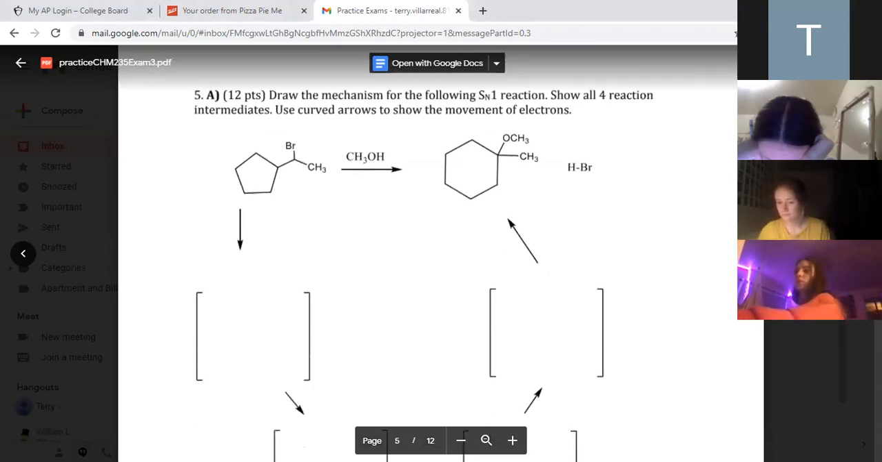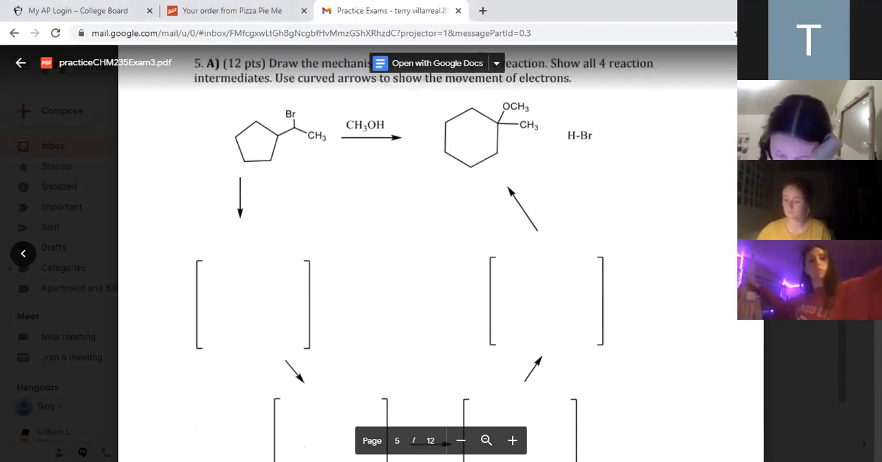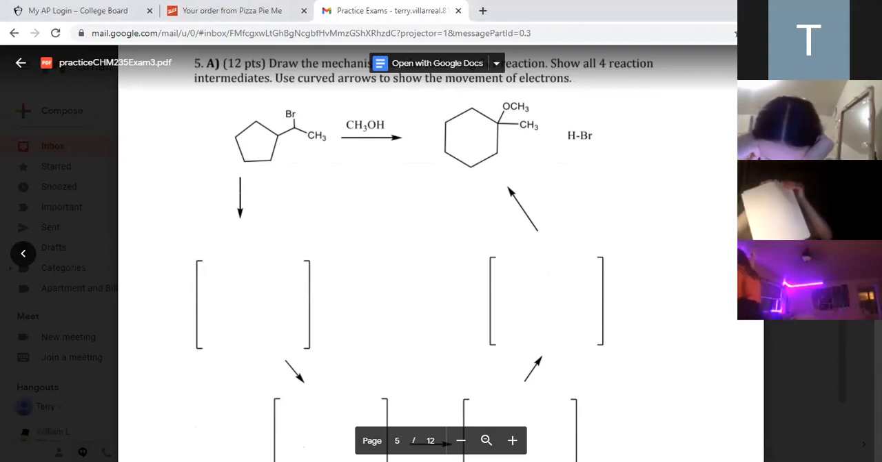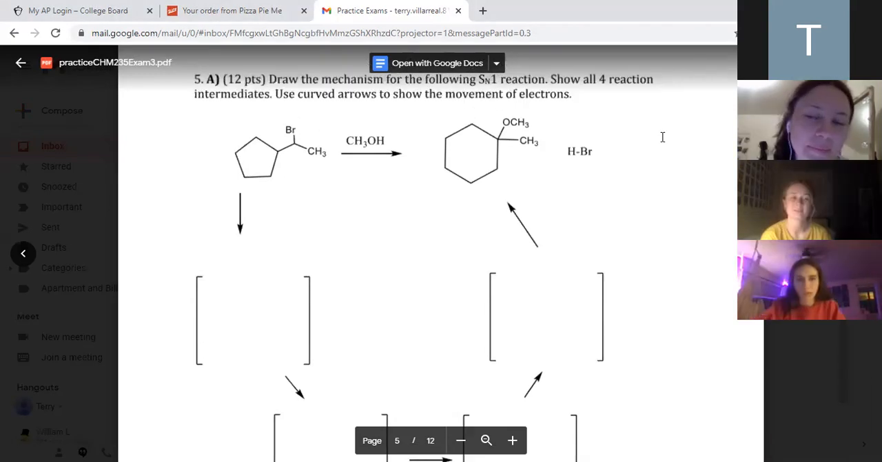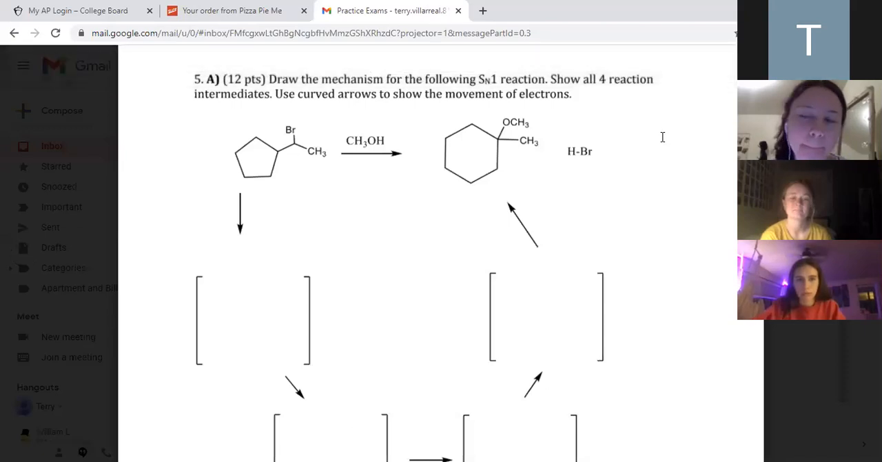All right, draw the mechanism for the following SN1 reaction. Show all 4 reaction intermediates. Use curved arrows to show the movement of electrons. So you have 4 different intermediates. I'm gonna give you guys a couple minutes. I'm gonna pause this so that we don't have extra time on the recording. Godspeed.